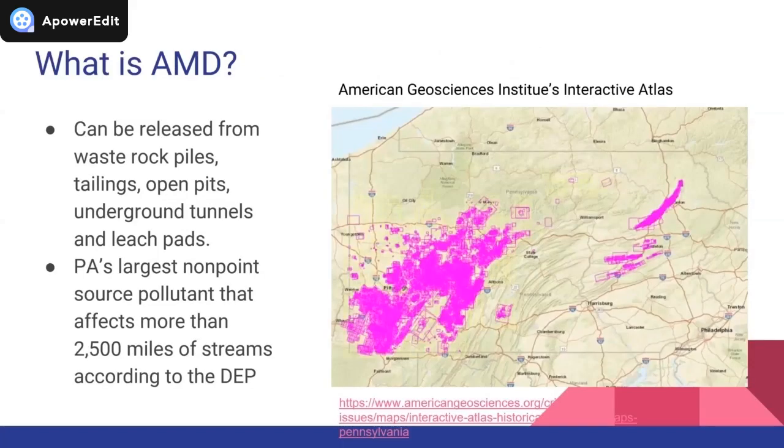Acid mine drainage can originate from anywhere on the mining site where water or air come into contact with the sulfides, including waste rock piles, tailings, open pits, underground tunnels, and leaching pads. With PA having the highest number of coal mines, it is no surprise it's our largest non-point source pollutant and affects more than 2,500 miles of streams according to the Department of Environmental Protection. To the right is a historical atlas by both the Pennsylvania Department of Environmental Protection, Office of Active and Abandoned Mining Operations, and our very own Pennsylvania State University.